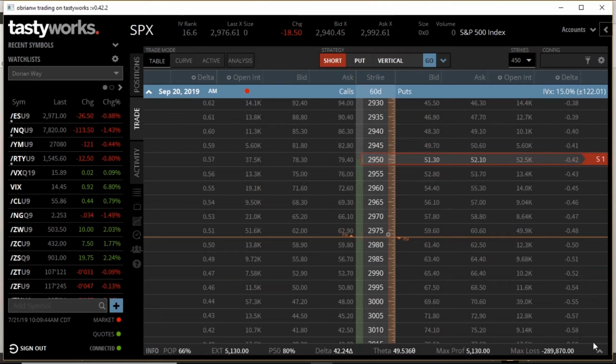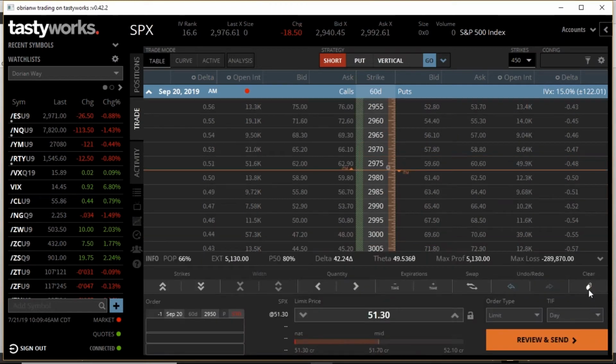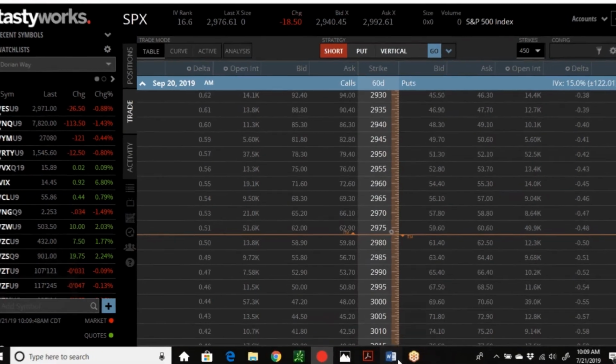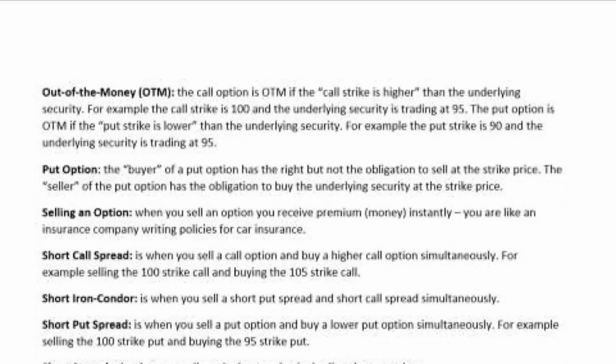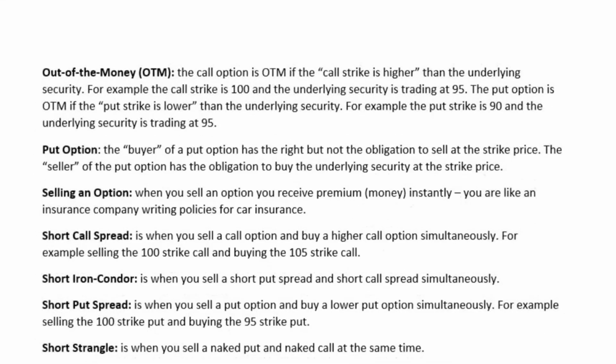All right, so let's clear this and move back to the definitions. Selling an option: when you sell an option, you receive premium instantly in your account. Okay, we talked about you being like the insurance company writing policies, you're getting capital into your account. It's a credit. The short call spread, we talked about that. It's when you sell a call option and buy a higher call option simultaneously. For example, selling the 100 strike call and buying the 105 strike call.